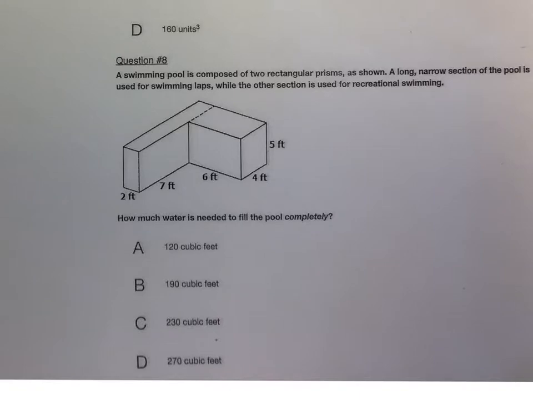Okay, so we're going to start on this question to have another example to go by for volume. The question says, a swimming pool is composed of two rectangular prisms. As shown, a long narrow section of the pool is used for swimming laps, while the other is used for recreational swimming. So what we have to do first is divide these into two separate boxes, right?